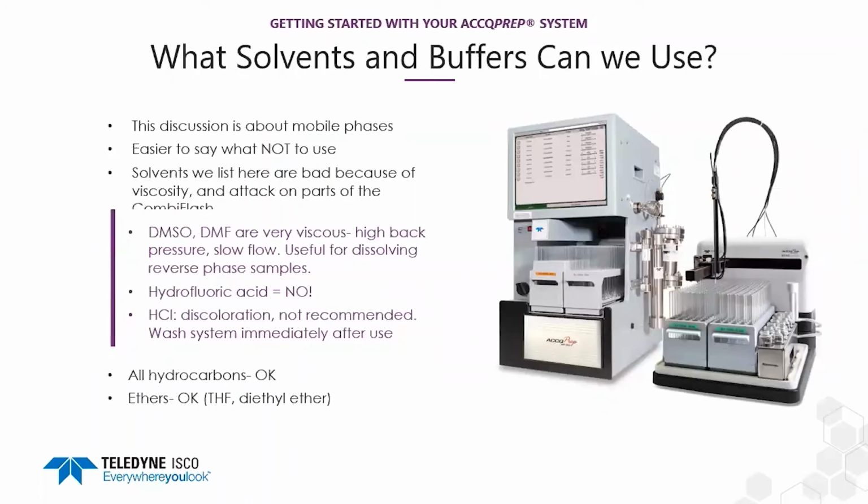Users often ask if their system can be used with a particular solvent. A common question concerns ethers such as tetrahydrofuran, which are compatible with the system. There are a few solvents and mobile phase modifiers, compounds added to the mobile phase, that we don't recommend. Those few solvents are listed in the colored text. DMSO and DMF are useful to dissolve samples for reverse phase, but don't use them for mobile phases.